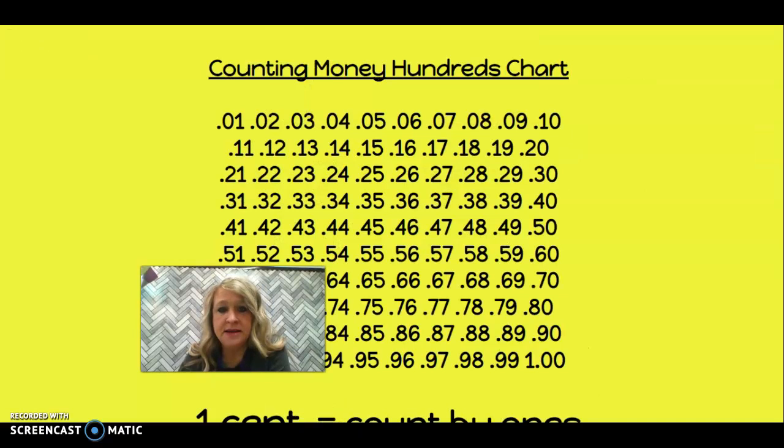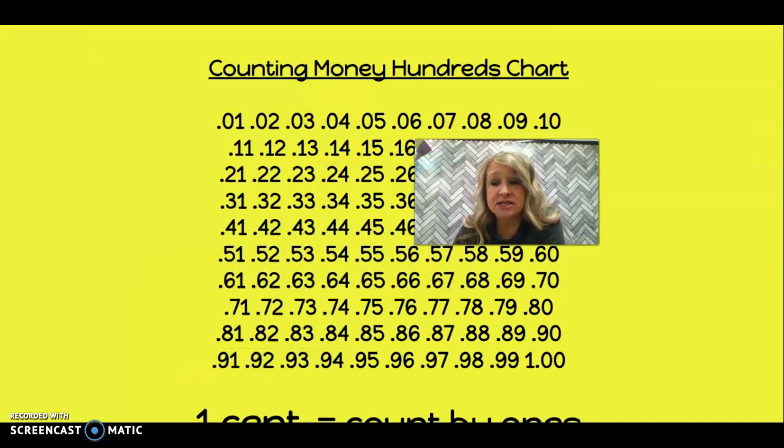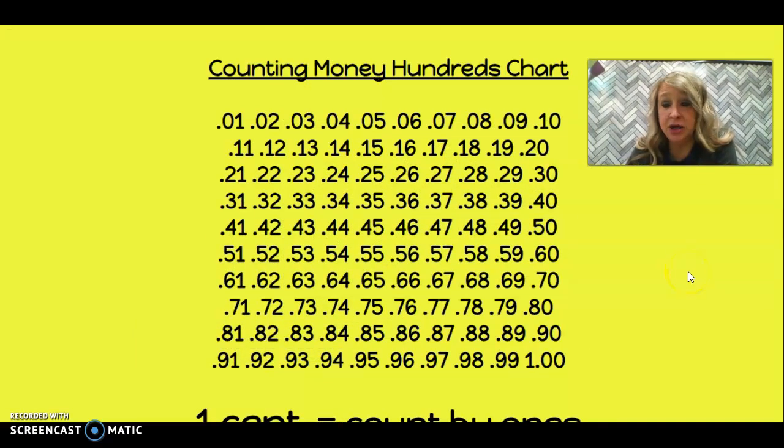Okay. When you count pennies, it's just like counting by ones on a hundreds chart. All of these are showing cents because they have a decimal point. We'll talk about that much later. Right now, just know it's like counting by ones. 1 cent, 2 cent, 3 cent, 4 cent, 5 cent, and 10 cents. Very good. All the way to 100.